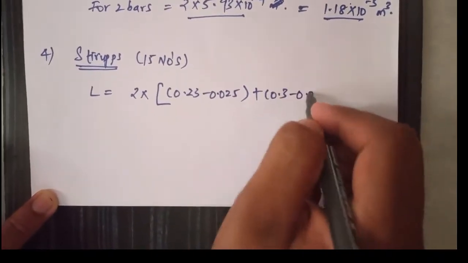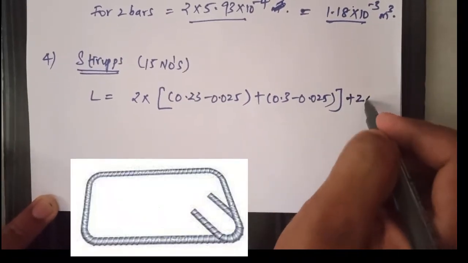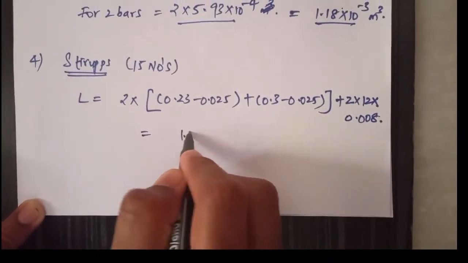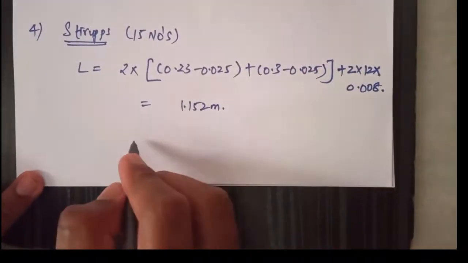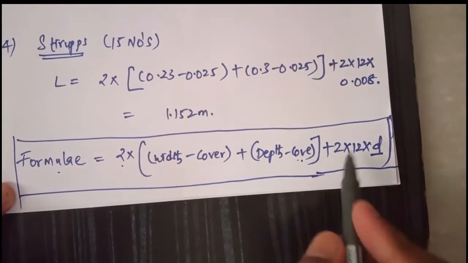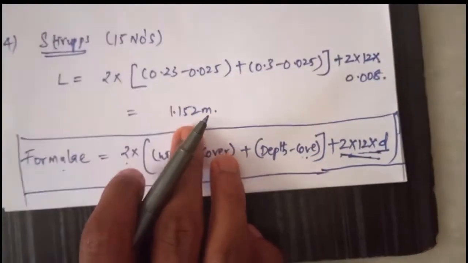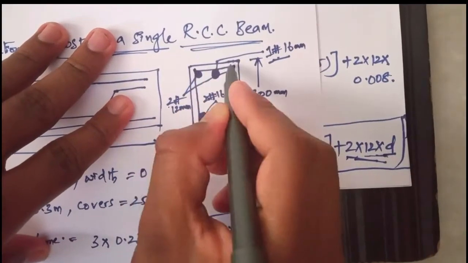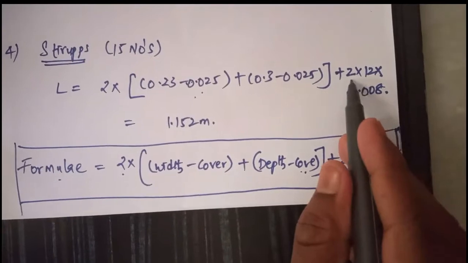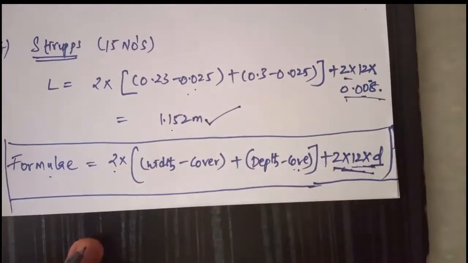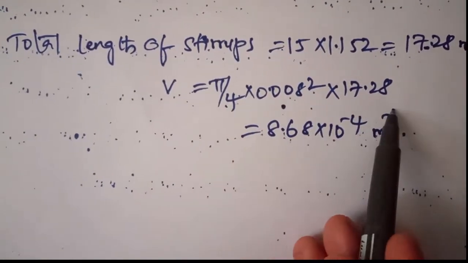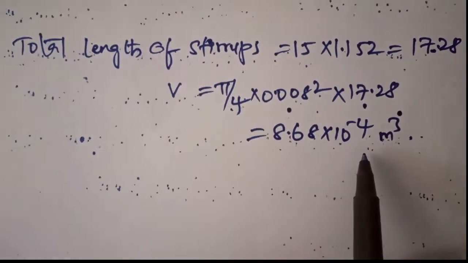Next, stirrups. I am considering 15 number of stirrups. Then calculating the length, the formula is 2 into width of the stirrup minus cover plus depth of the stirrup minus cover plus 2 into 12 into D. 2 into 12 into D is the hook length, the hook bent length. Then total length of stirrup is 15 into 1.152 and the volume is calculated.